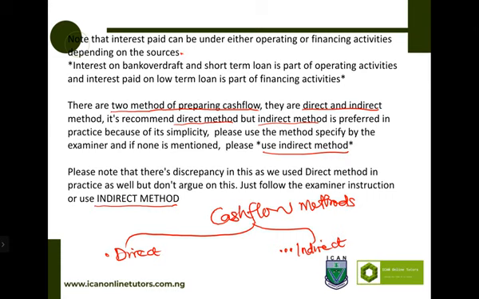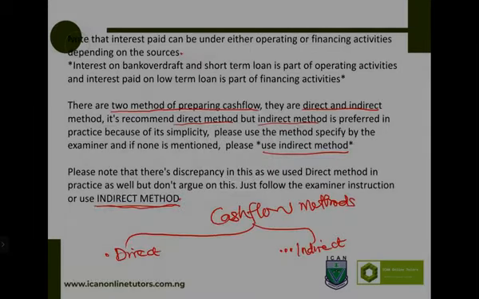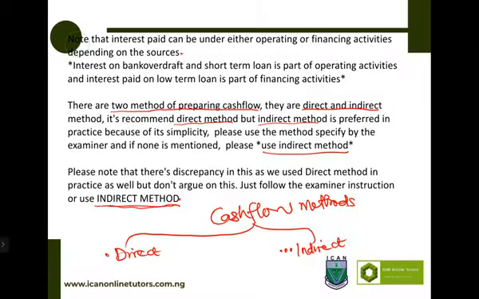You will see some materials that will tell you use direct. Some textbooks will tell you no, it's indirect. Some will tell you direct, indirect. Some will tell you indirect, direct. No matter what they said, my dear, please stick to the indirect method. But if the examiner said you should use direct, please use it. But if the examiner is silent, please use indirect. I hope with that you are able to grab something.